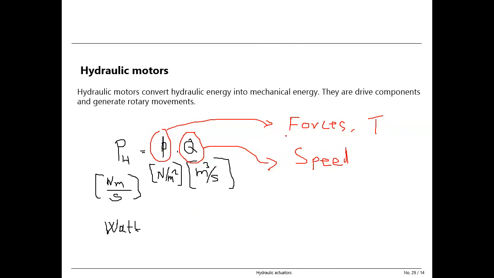Because in order to use the linear actuator in the correct way, sometimes we need to adjust the speed or the forces and so on, and therefore we need those equipment, pressure regulation and the flow rate regulation.